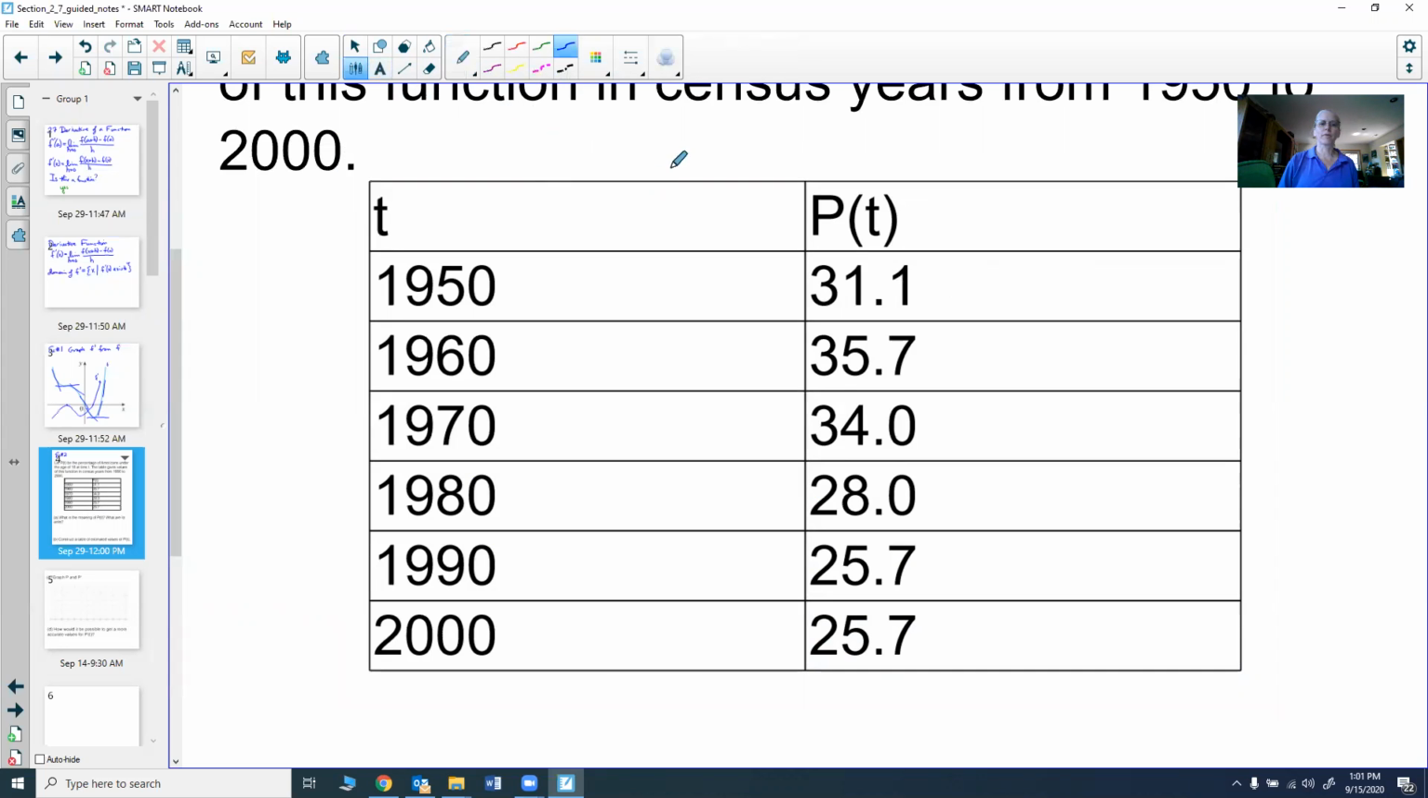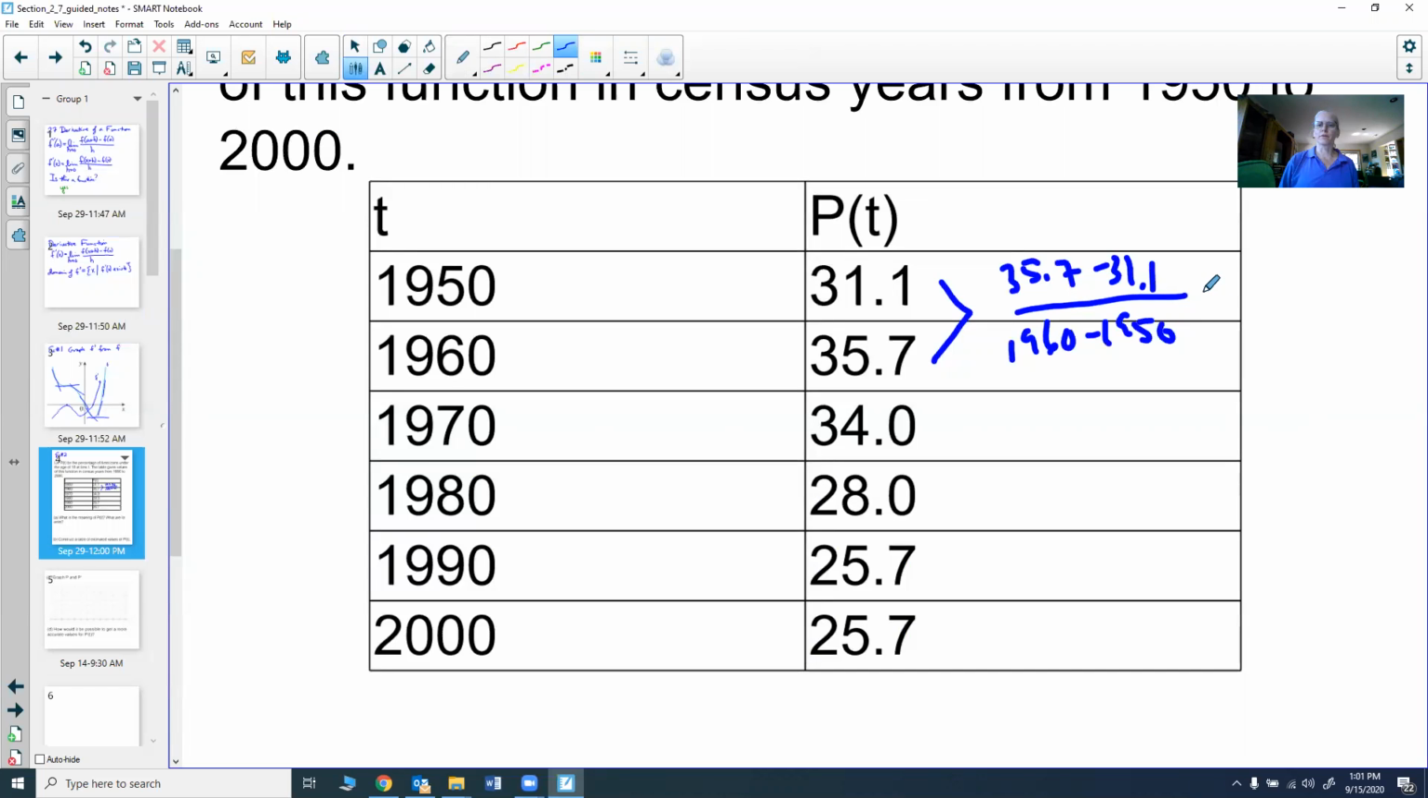And what we want to do is figure out what that is. So we want to look at the rate of change. Remember, rate of change is just a slope. So we could actually look at the slope between these two points. That would be 35.7 minus 31.1 over 1960 minus 1950.